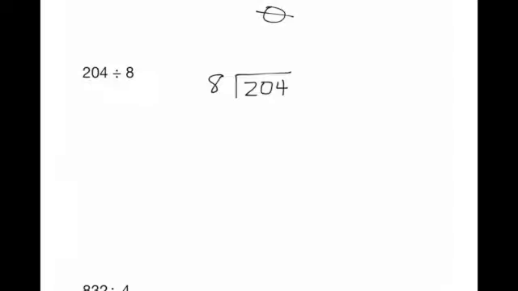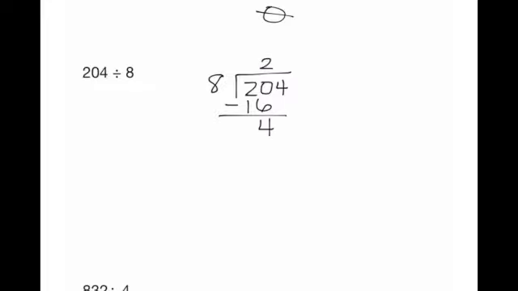Now this time, 8 is too big and it cannot go into 2. So we're going to do 8 goes into 20. Well, how many times does 8 go into 20? 8 times 2 is 16. And 8 times 3 is 24. Now 24 is way too big, so we're going to stick with 2. 8 times 2 is 16. So we're going to put a 16 down here.